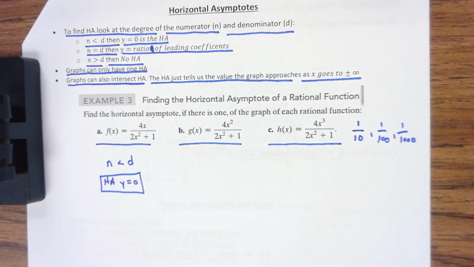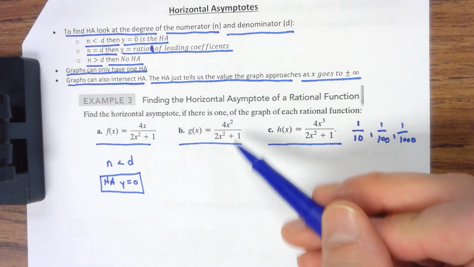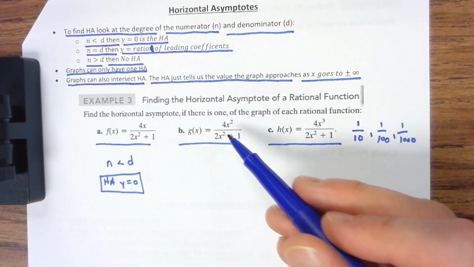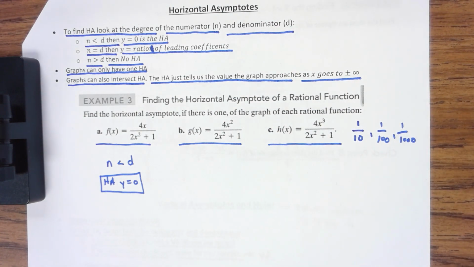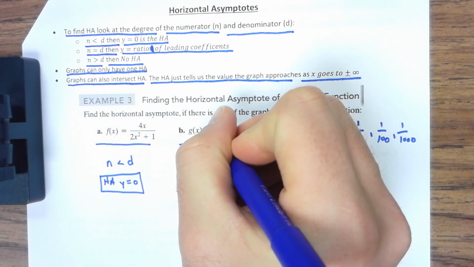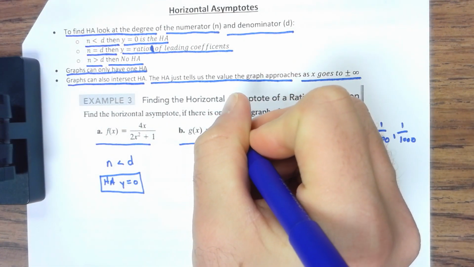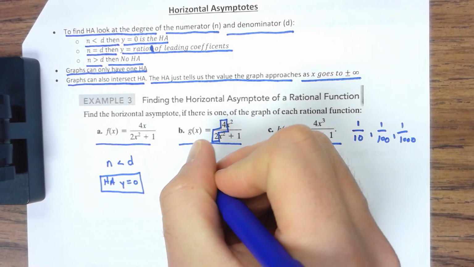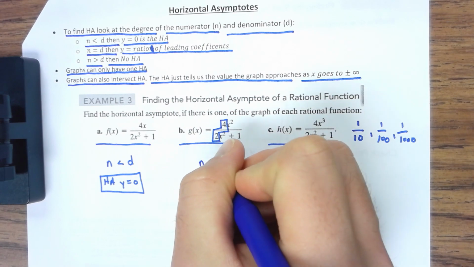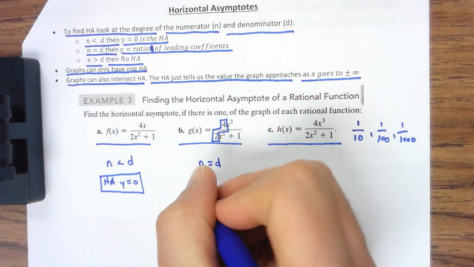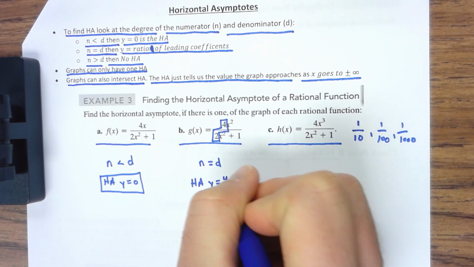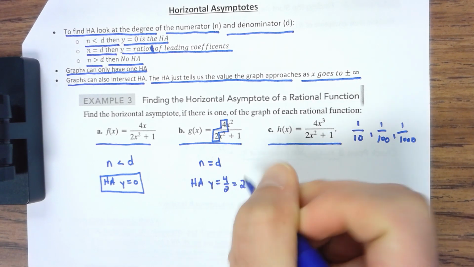What happens when I plug in large values for x? So in part B, as I plug in large values for x, they're both being squared. And so they're growing at essentially the same rate. And when they grow at the same rate, that's when we're going to pay attention to the ratio of the coefficients, or the leading coefficients. So this is the case where the degree of the numerator is equal to the denominator. And so our horizontal asymptote is y equals 4 divided by 2, which is just simply 2.